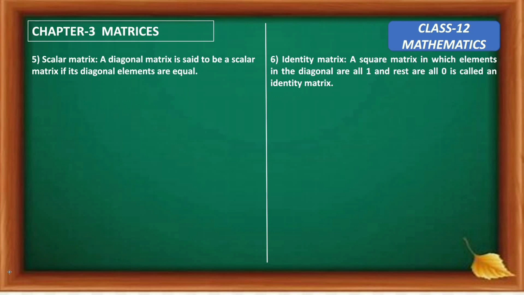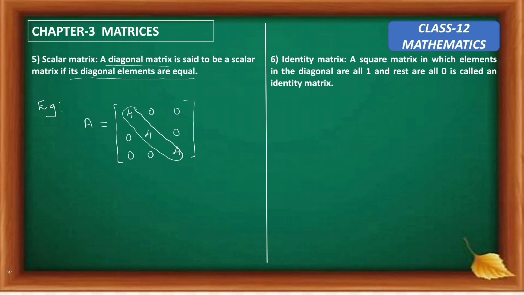The next type of matrix is the scalar matrix. A diagonal matrix is said to be a scalar matrix if its diagonal elements are equal. Example, in here we will consider a diagonal matrix. Diagonal matrix means diagonal elements are some numbers, other non-diagonal elements are 0. 4, 0, 0, 0, 4, 0, 0, 0, 4. Look, these are our diagonal elements.